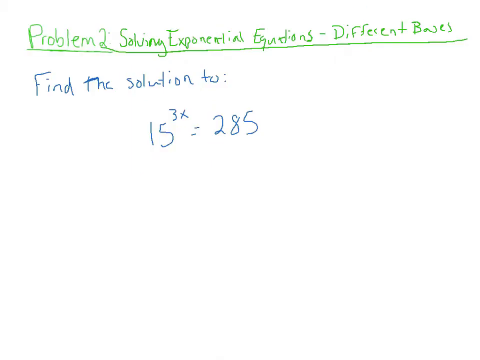Alright, so here's our next example. We have a similar problem, but if you notice, we have the bases as 15 and 285. And if we look into it, we're not going to be able to get these bases to be the same. So we have to use a different strategy. Now, the strategy that we will use comes from our essential understanding. Remember that the opposite operation of raising something to the power of x is taking the logarithm of it.